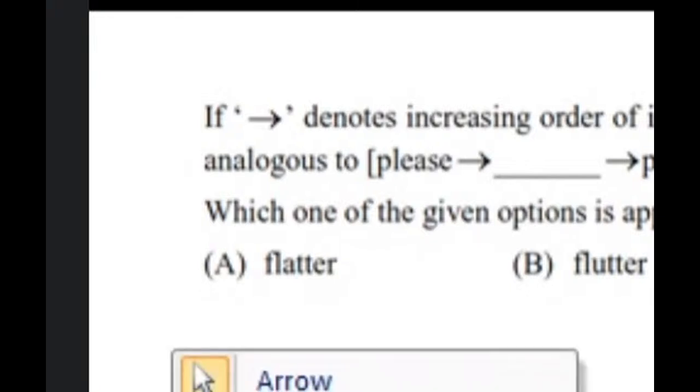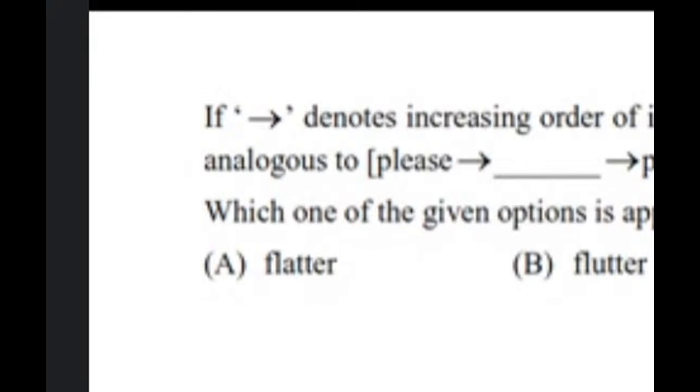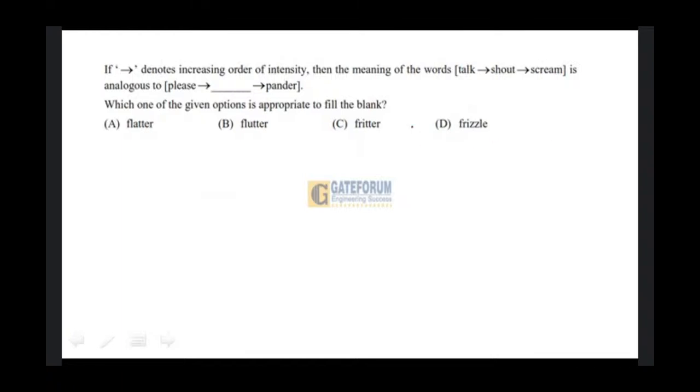This, as I said, is from the Department of EE, the aptitude section. Talk, shout, scream is analogous to please, dash, pander. Analogous means is similar to. So you see, talk, shout, scream. As you can understand, the intensity is increasing. Now, amongst the given words, what can be the one?